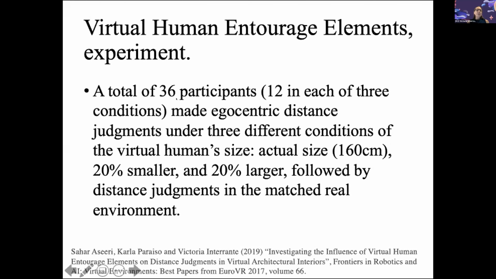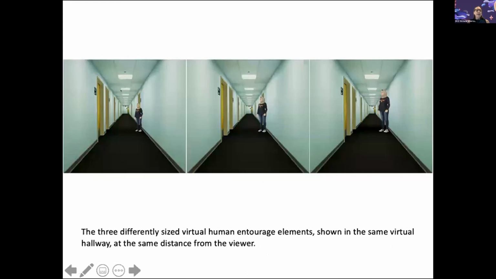Okay, we recruited 36 participants, 12 in each of 3 conditions, and we asked them to make egocentric distance judgments in the presence of a virtual human that was either its actual size or 20% smaller or 20% larger. And then afterwards, they did distance judgments in the matched real world environment. And this slide shows what that situation looks like.